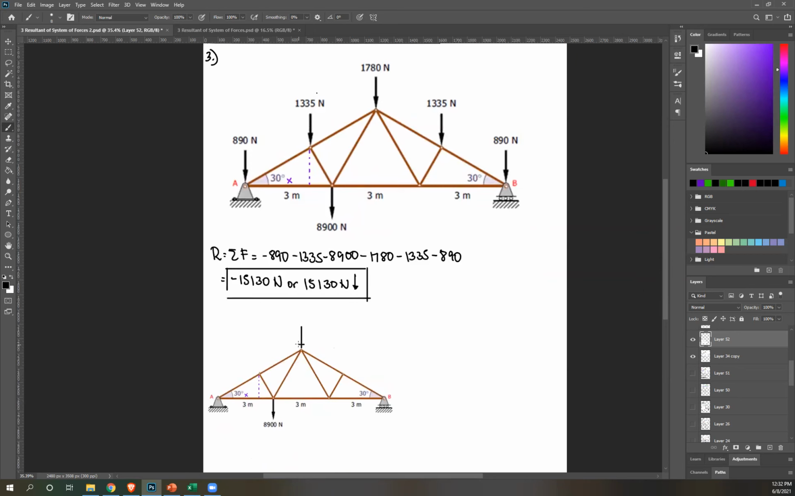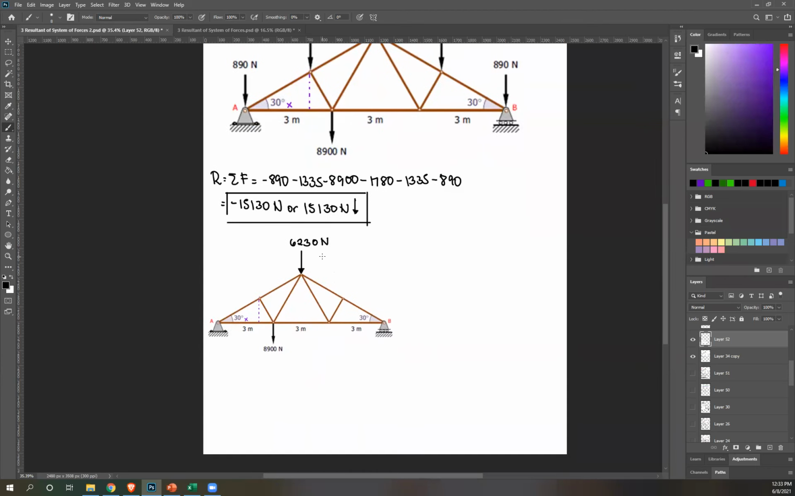So let's put 6230 here. Then Newton. Resultant is still the same. You can still use this method. But for position, now let's use this. Once again, we're gonna guess where that position is. So I'm gonna guess here. This is my R. Take moment at A.